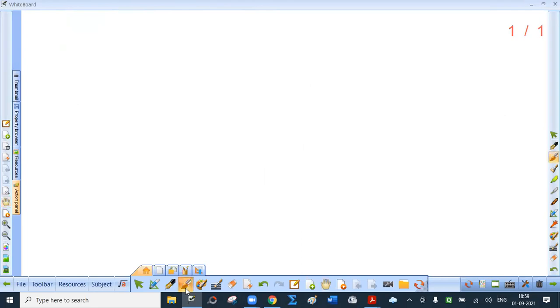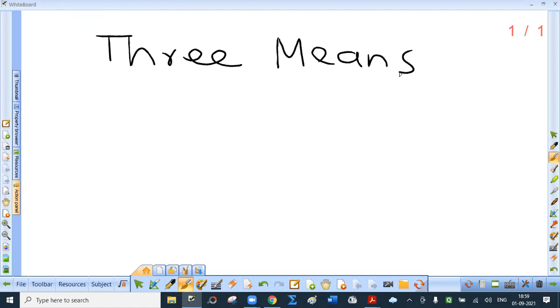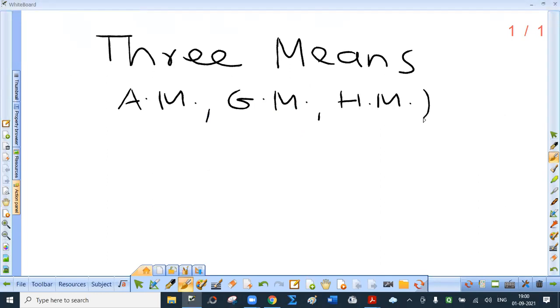Okay. Now after that, by all means, we have to discuss three means. That is the arithmetic mean, then the geometric mean, and then the harmonic mean. These are three important means. Now we are going to discuss these three means and the relation between them. There are two interesting theorems. They will give us the relation between these three means. Okay. So we discuss these one by one.